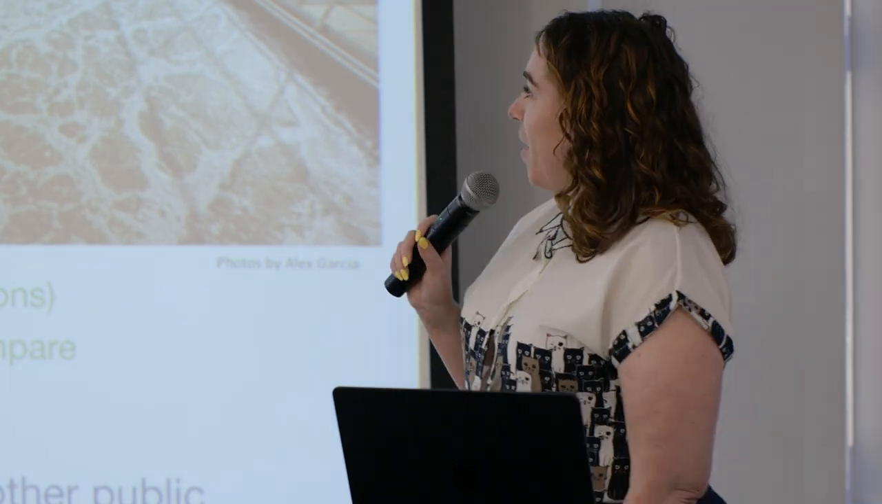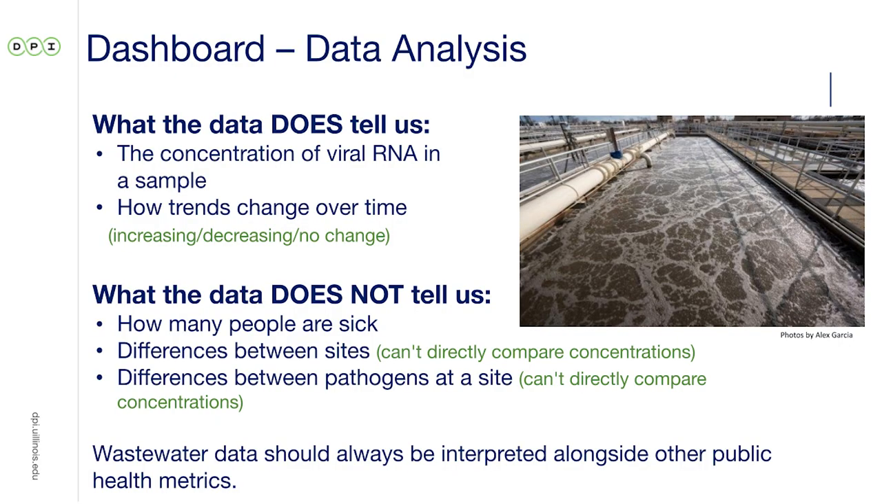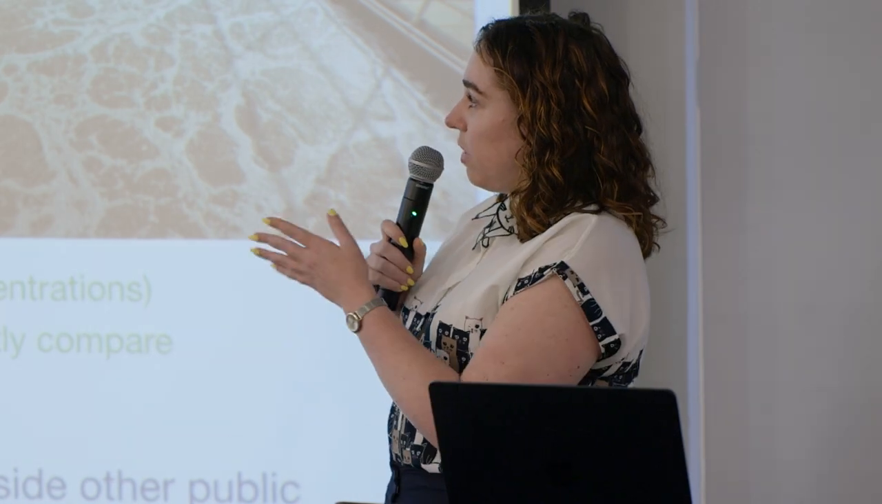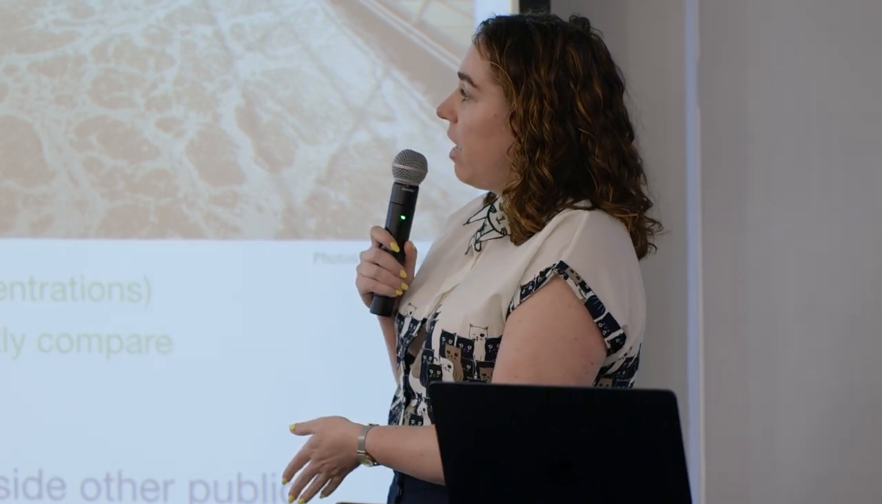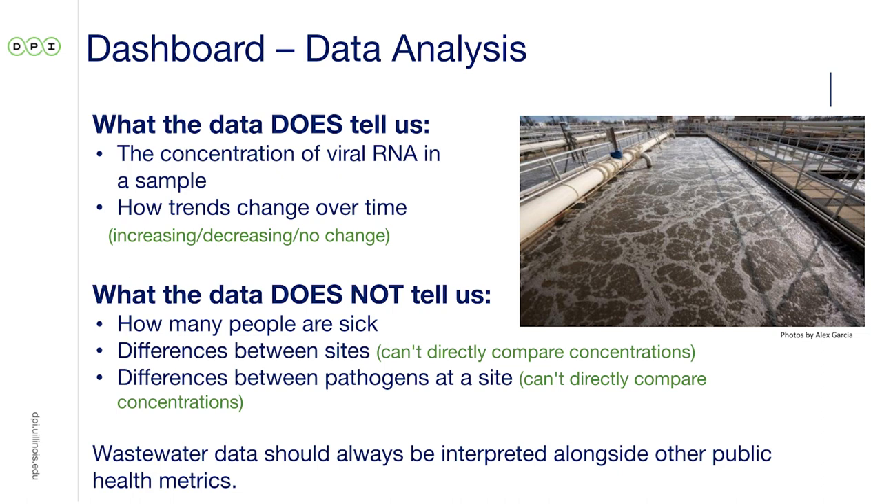Oh, it's still me. And then there's a few other cautionary notes we just want to make sure to point out. The data does tell us the concentration of viral RNA in a sample. The y-axis on those plots is in gene copies per liter, so how many copies of the virus are in each liter of wastewater. And so that's what we know, the concentration from those samples. And we also can see how the trends change over time. Are they increasing? Are they decreasing? Are they staying the same?